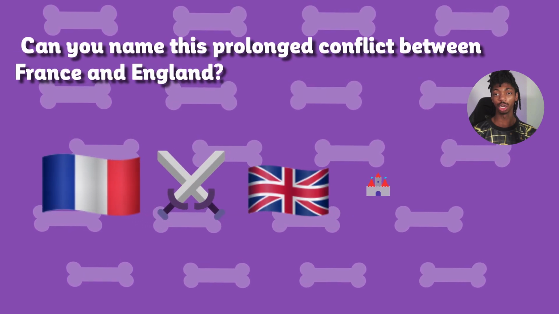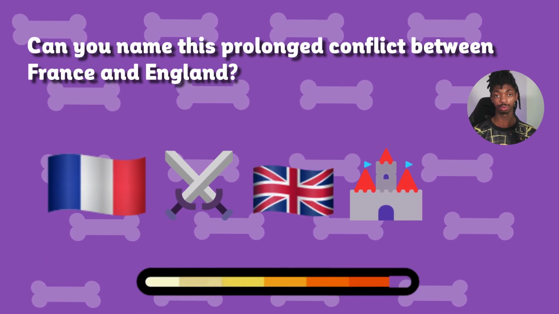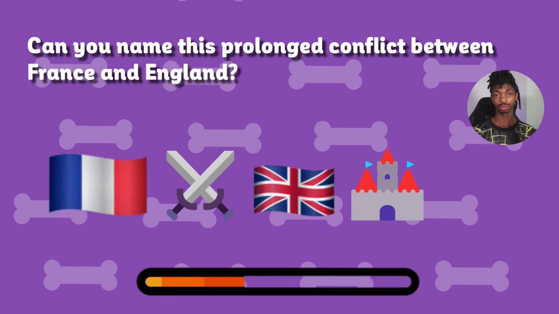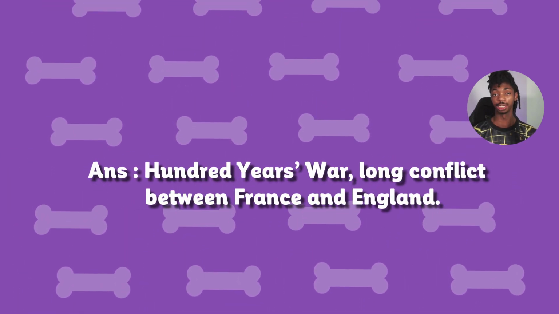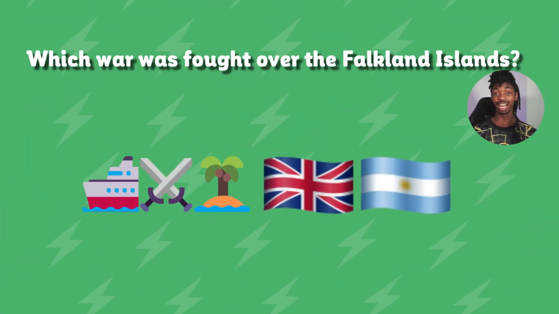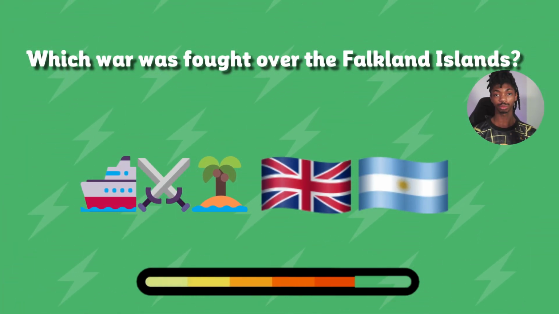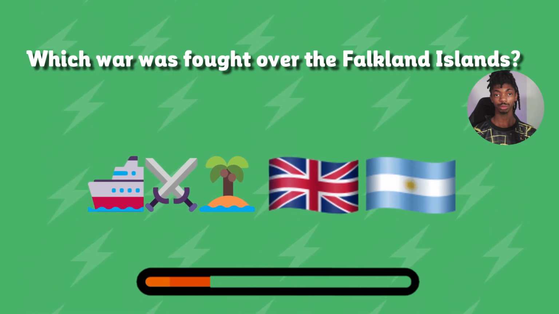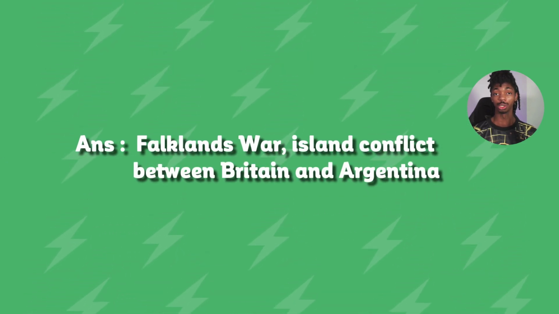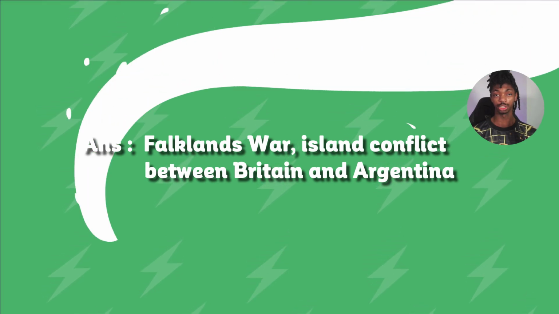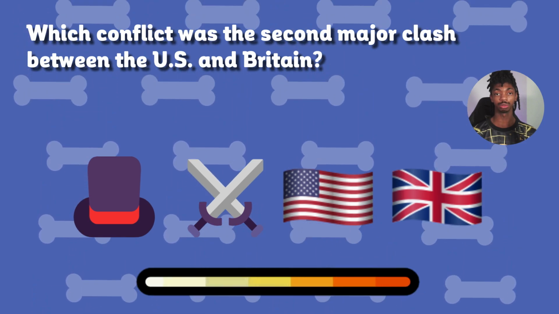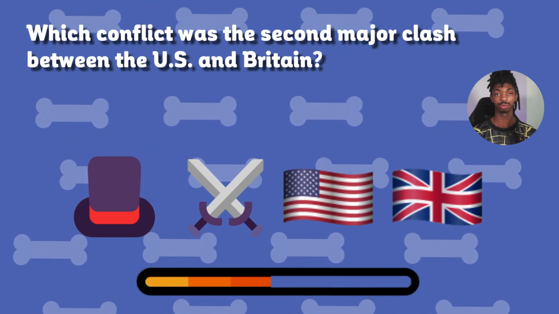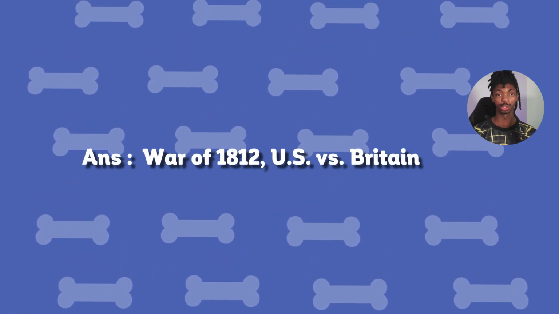Can you name this prolonged conflict between France and England? Hundred Years' War. Long conflict between France and England. Which war was fought over the Falkland Islands? Falklands War. Island conflict between Britain and Argentina. Which conflict was the second major clash between the US and Britain? War of 1812. US versus Britain.